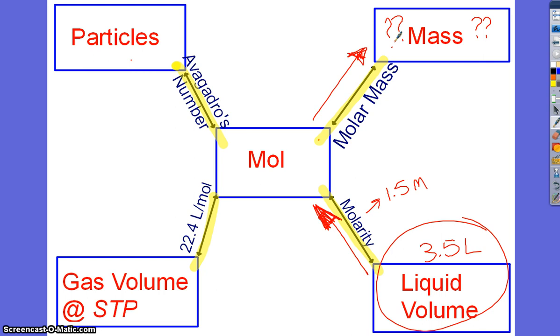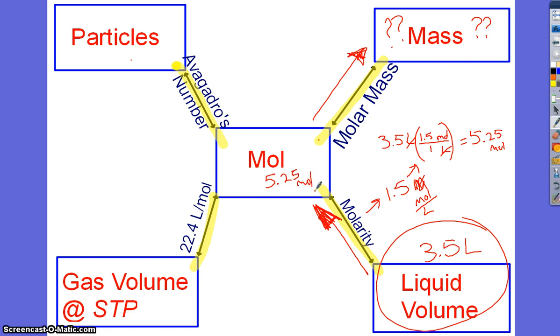So I've got 3.5 liters. I want liters to go away, so I'm going to use my molarity. Molarity, remember, instead of the big capital M, we can think of in terms of moles per liter. So I want liters to go away, so I put that on the bottom. I want to get to moles, so I put that on the top, and it's 1.5 moles per 1 liter. So liters goes away, and I will have moles. Now I just have to take 3.5 and multiply it by 1.5, and that's 5.25 moles. So now I know I have 5.25 moles.